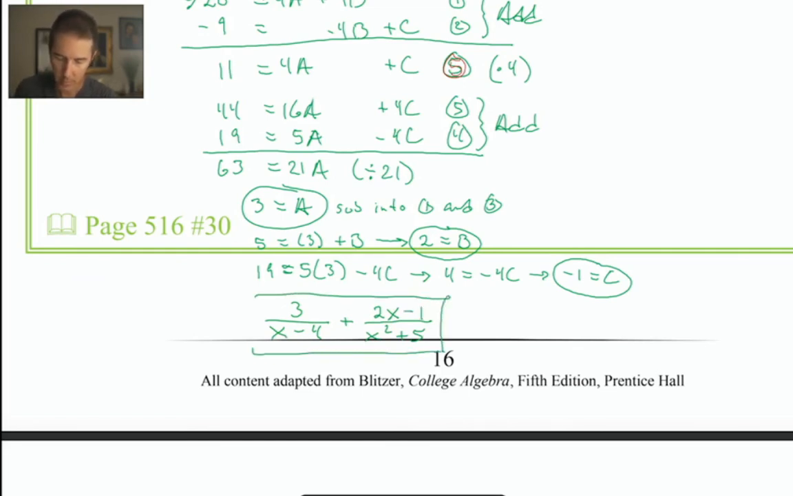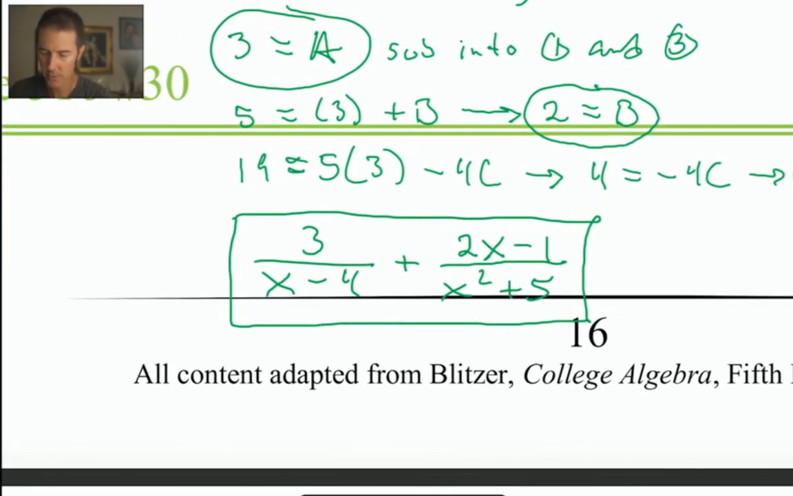And there, my friends, is the partial fraction decomposition. That was a good one.